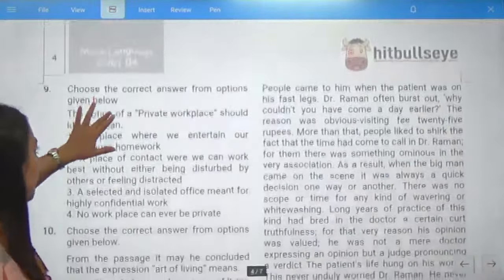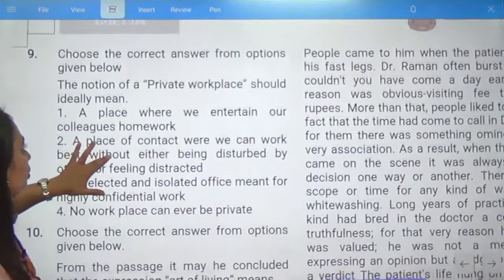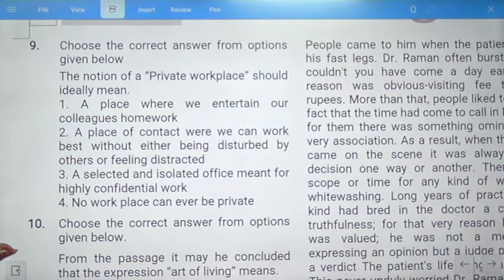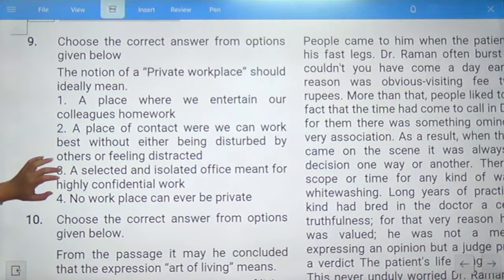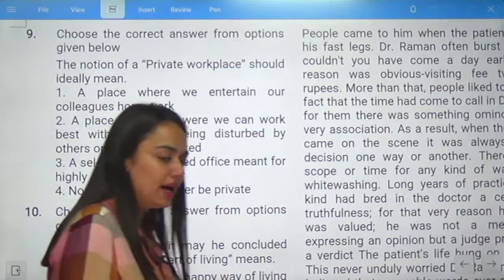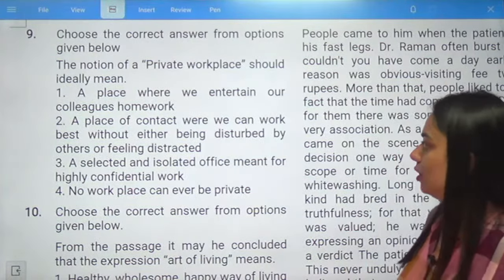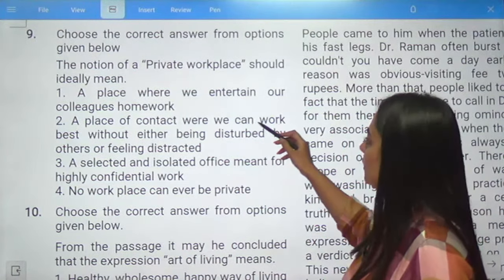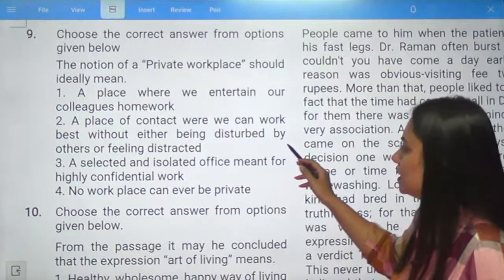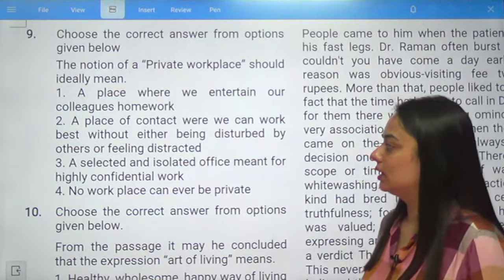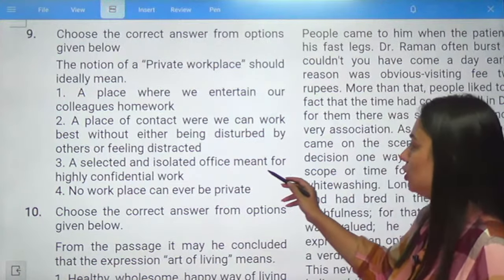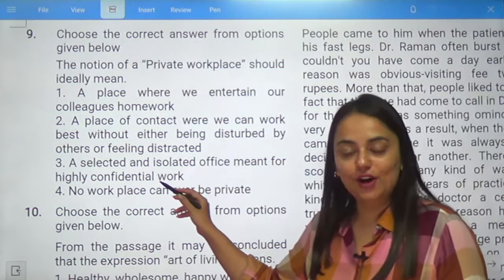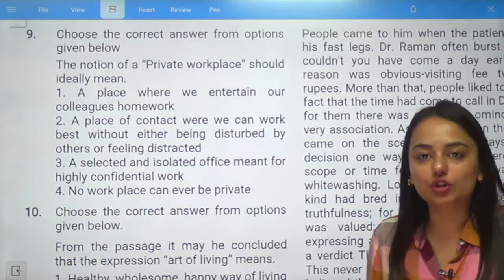Let's see the next question. Choose the correct answer from the option given below. The notion of a private workplace should ideally mean what? A place where we entertain our colleagues' homework. Was it given in the passage? No, it was not. A naive option. हमें colleagues के homework के लिए private space नहीं चाहिए. A place of contact where we can work best without either being disturbed by others or feeling distracted, or a selected and isolated office meant for highly confidential work. कोई ज़रूरी नहीं है कि हर कोई confidential work करे.